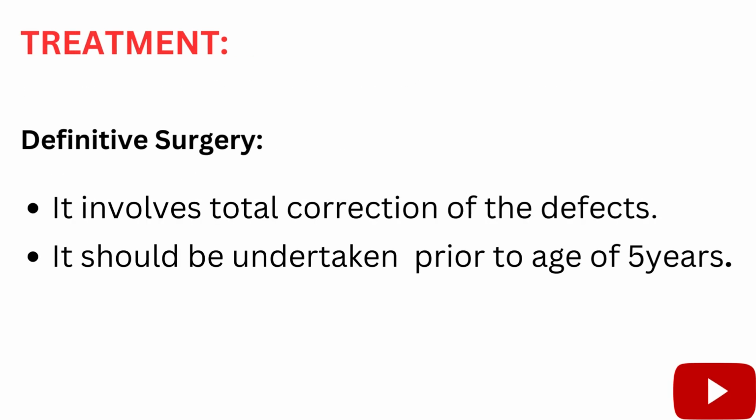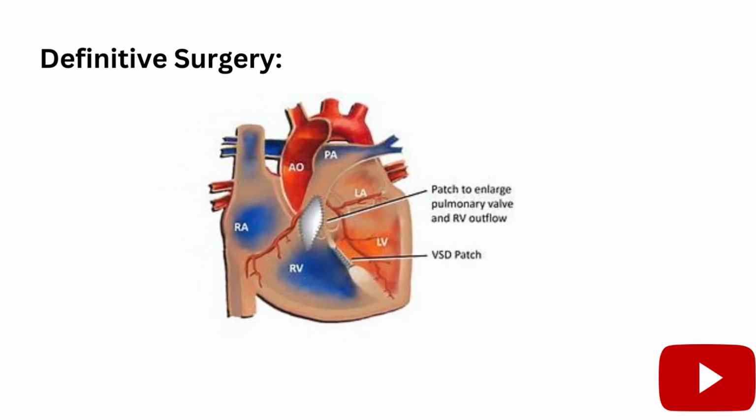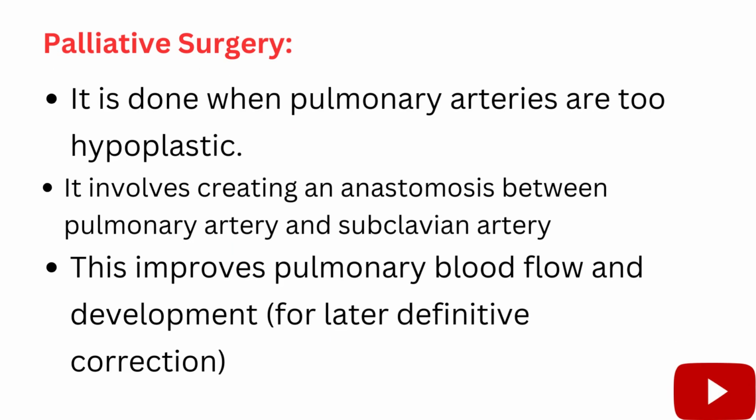Treatment. Definitive surgery involves total correction of the defects. It should be undertaken prior to the age of 5 years. Palliative surgery is done when the pulmonary arteries are too hypoplastic.